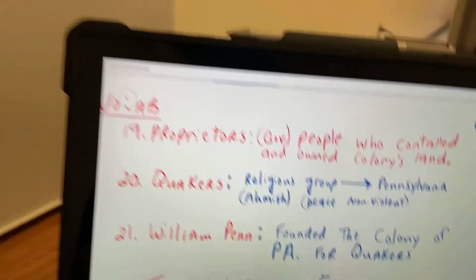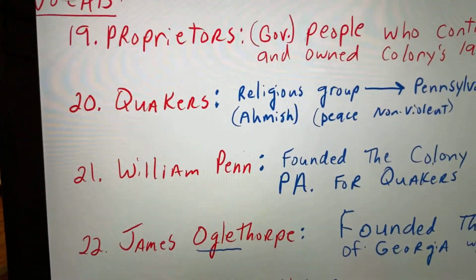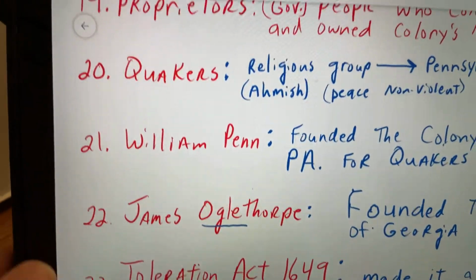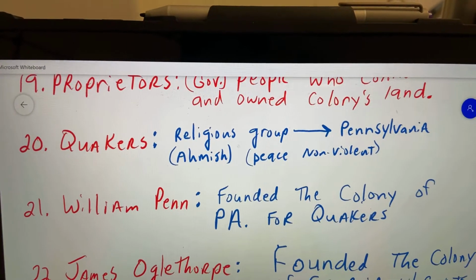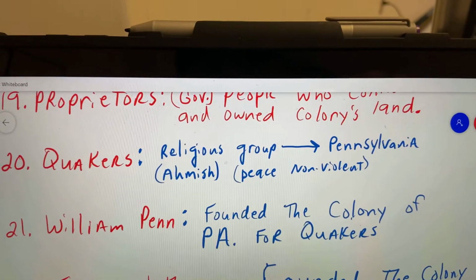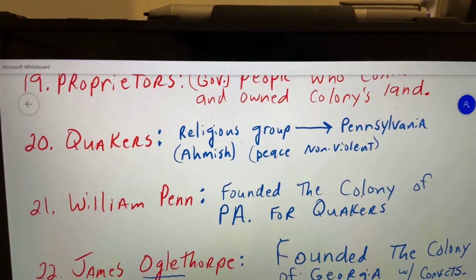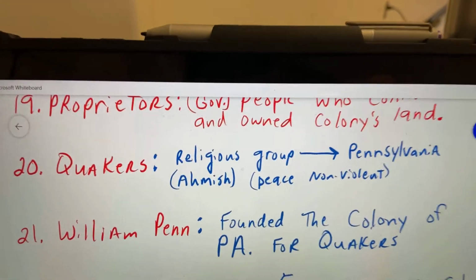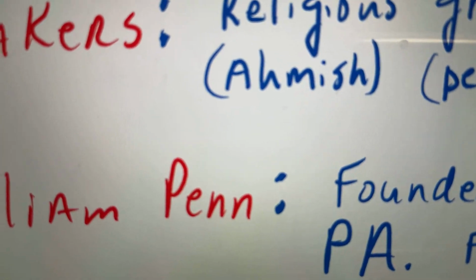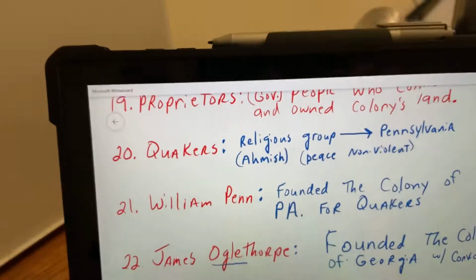Now, the last couple words here, we're going to take a couple proprietors and put them in our notes. William Penn was a proprietor. You already know this. He founded the colony of PA, that stands for Pennsylvania, for the Quakers. Therefore, the name William Penn, Pennsylvania.